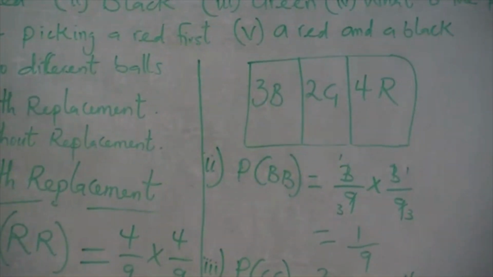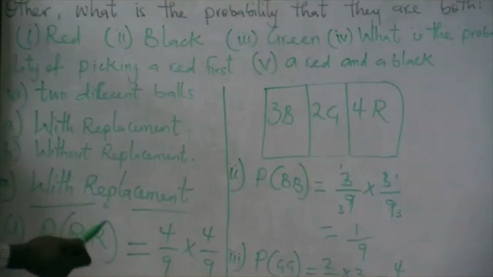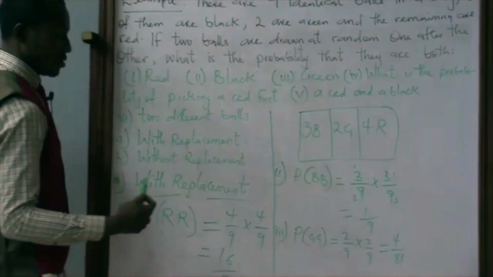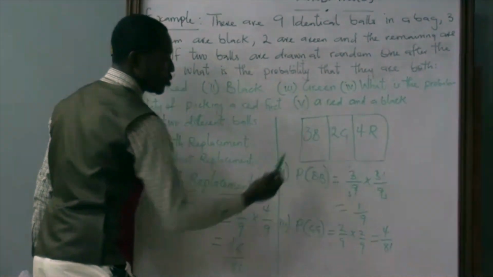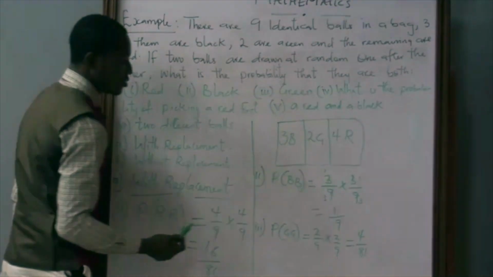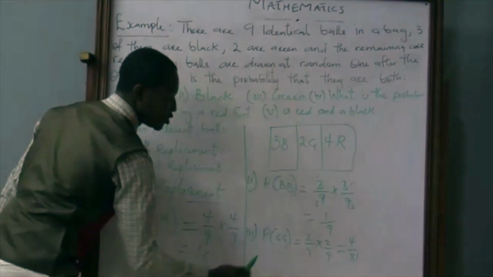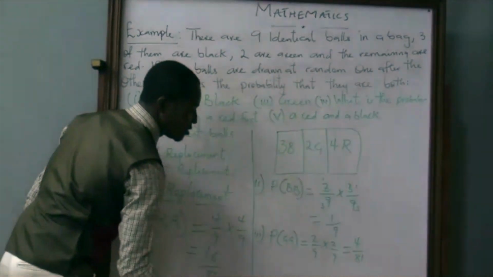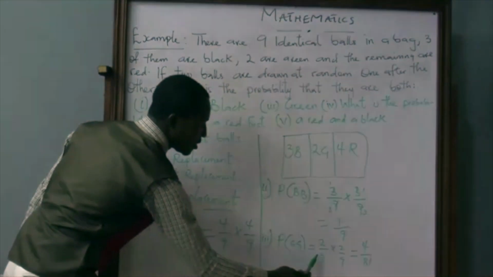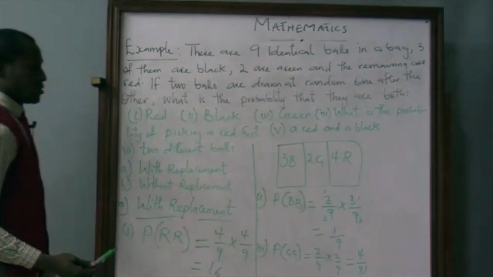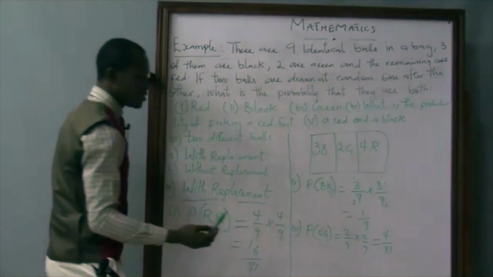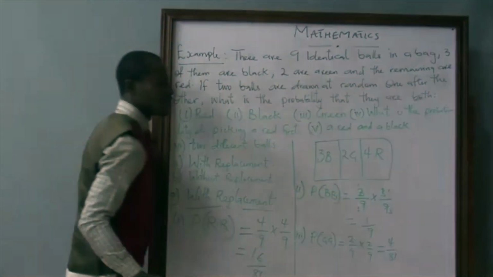Then the next one, number 3, that both of them are green. Also, we have 2 green balls. 2 divided by 9 here, multiplied by the other one, which is also green, 2 over 9. So 2 times 2 is 4, 9 times 9 is 81. As long as we have it in its simplest form, I can leave it that way.